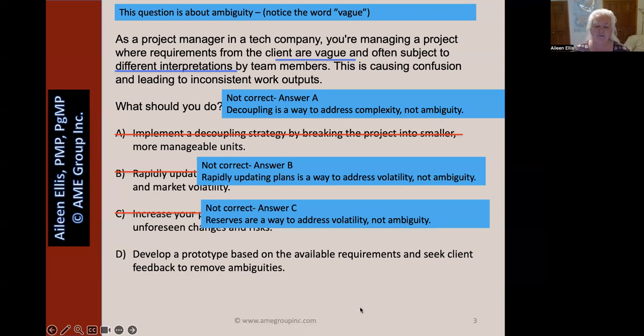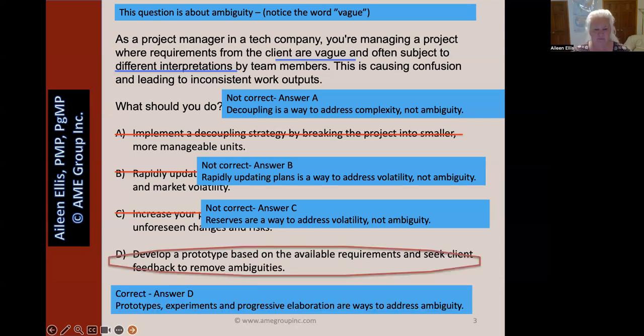The answer we're looking for is D, develop a prototype and seek client feedback to remove ambiguities. Prototypes, experiments, progressive elaboration. These are all ways to address ambiguity.